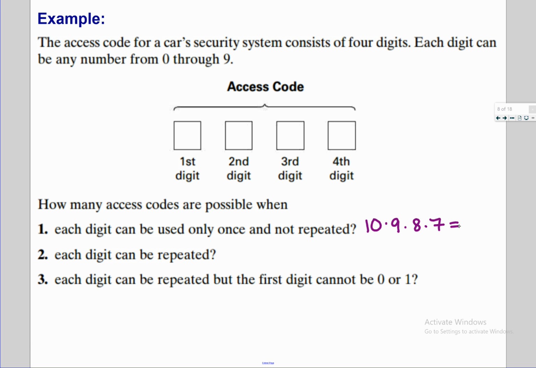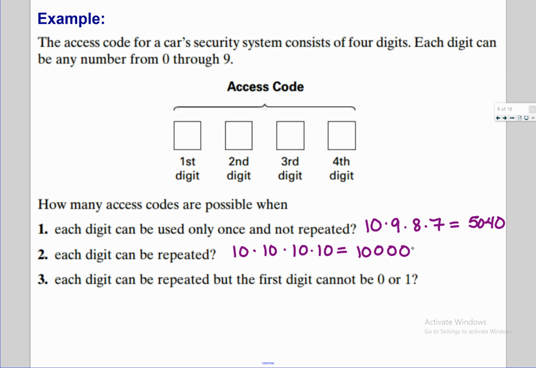And then this is where you need your calculator. Multiply them together. 10 times 9 times 8 times 7. 5,040 are the possible number of access codes. What about if each digit can be repeated? How many choices do I have for the first digit? 10. How many choices do I have for the second digit? 10. Third, 10, 10. That's quick math, 10,000.